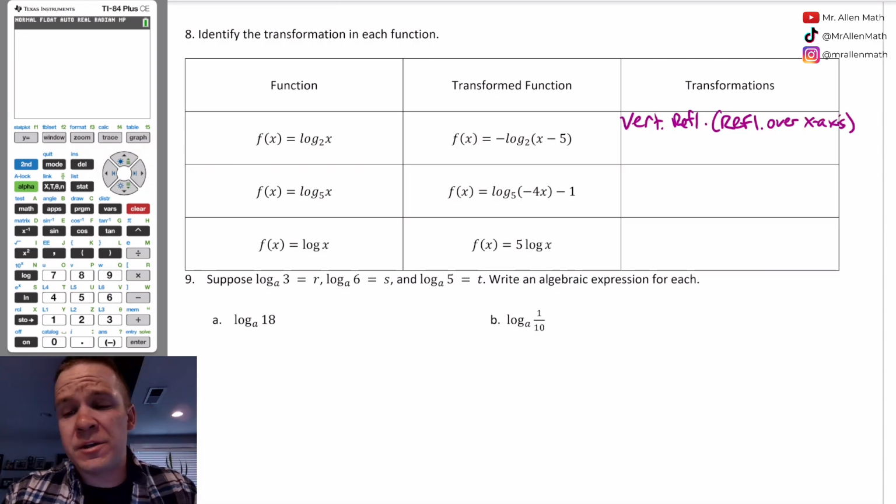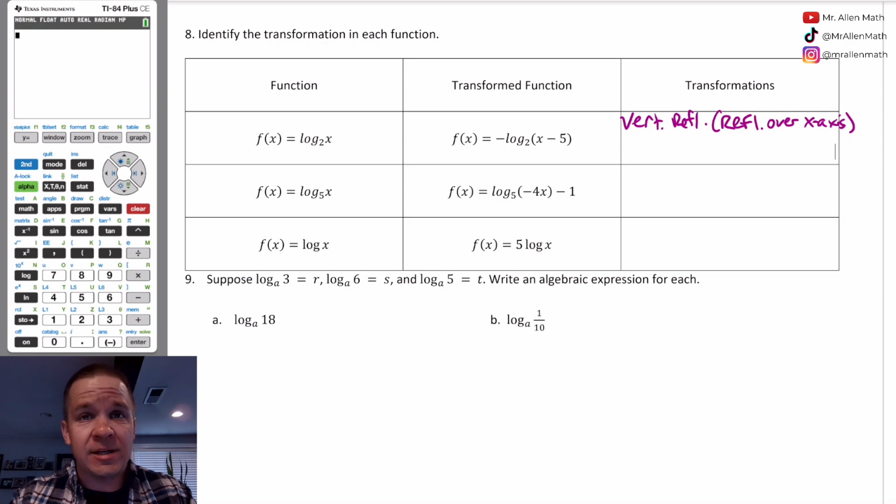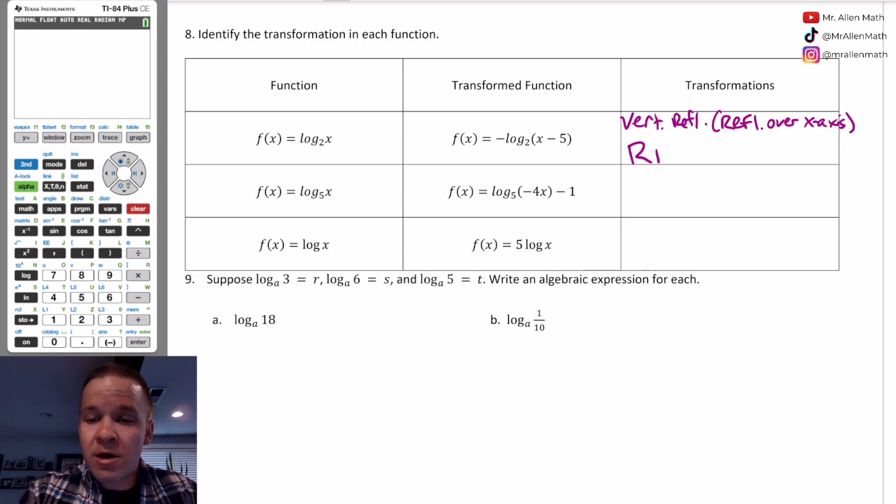So either one's cool if it's free response. However, if it is on a multiple choice, you have to be able to identify them. Generally speaking, we'll say reflect about the x-axis or reflect over the x-axis. One of those two will work. Now, the other one we have inside the function, we are subtracting 5. We got to think opposite on the inside, so it's going to be going to the right 5. Beautiful.